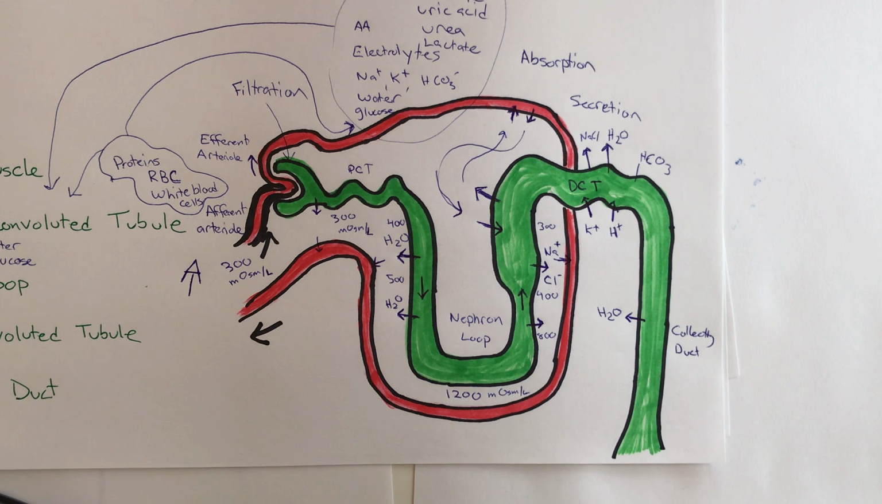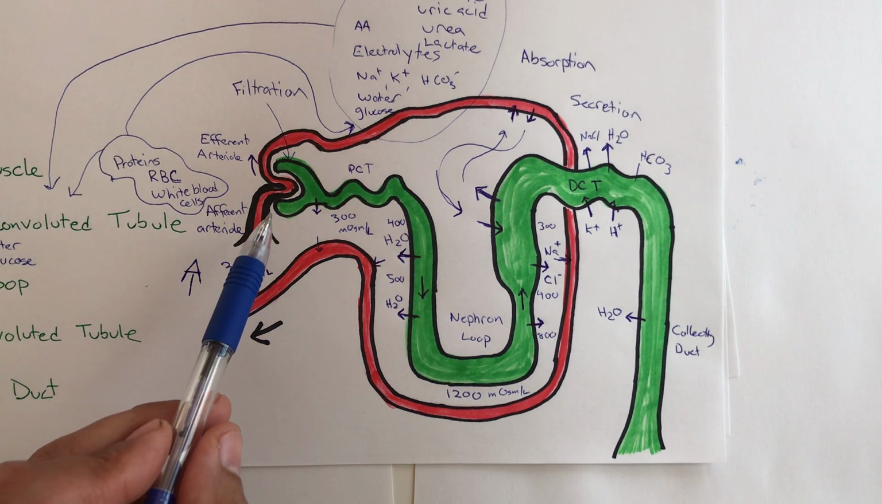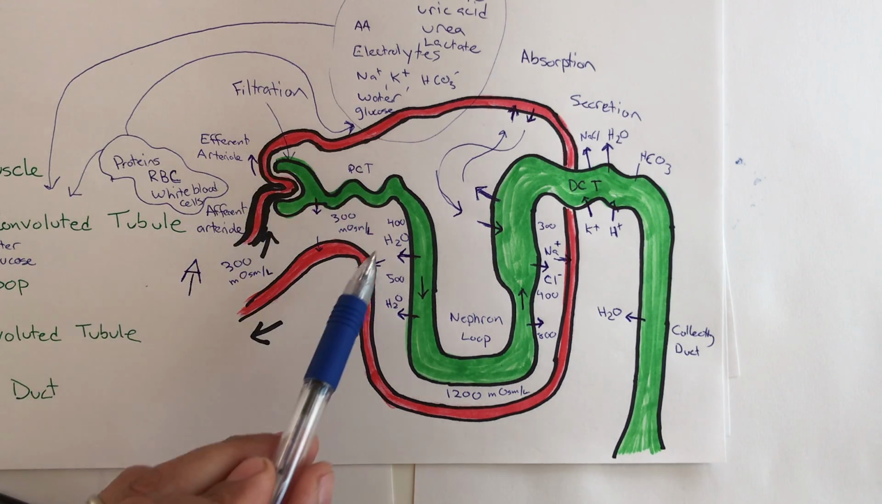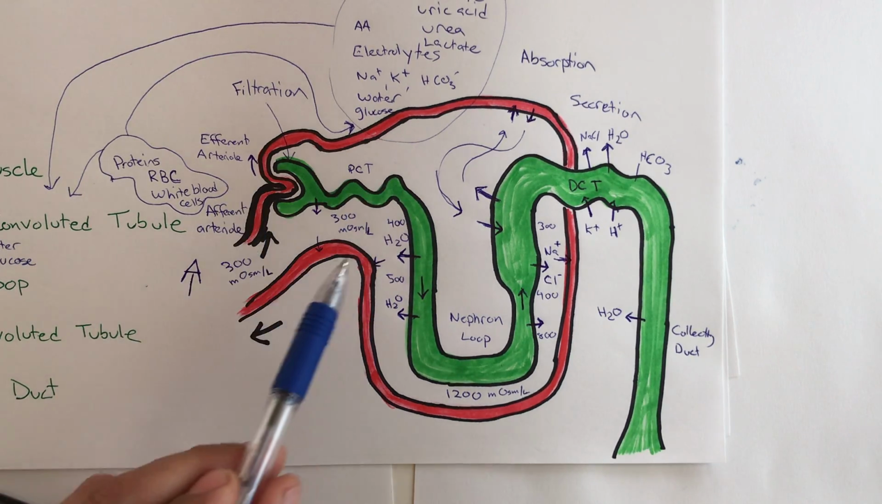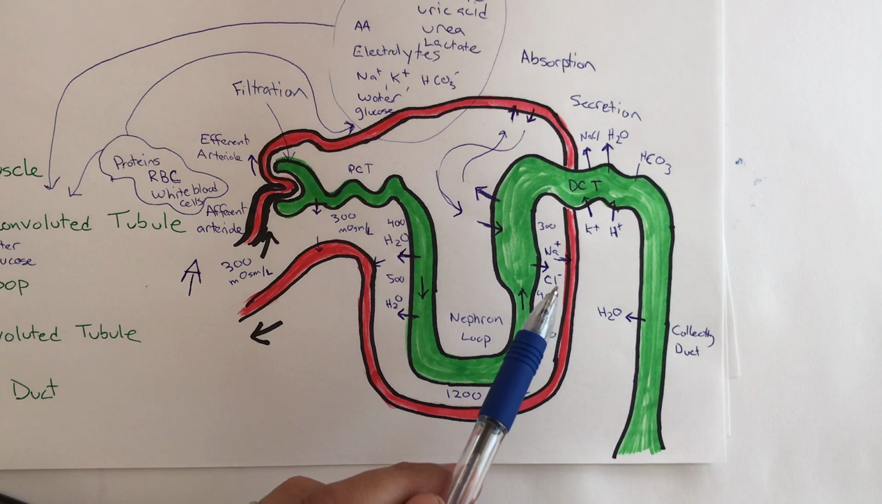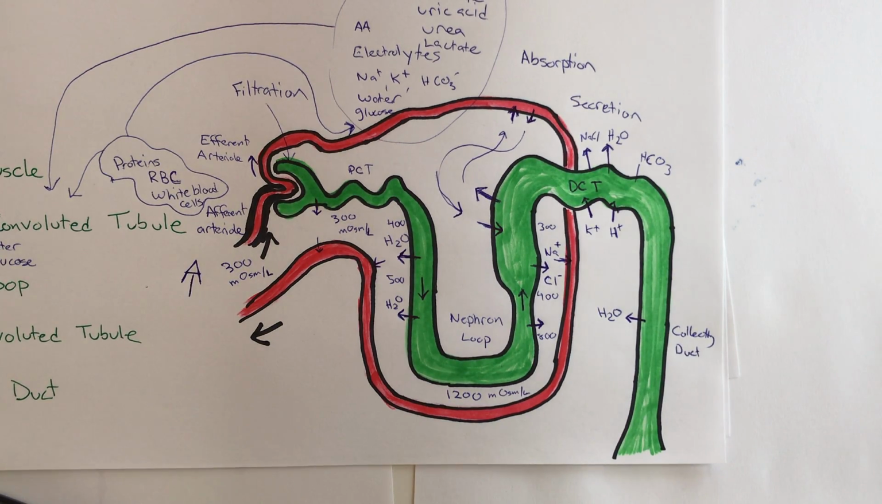So it's important to remember that most of the movement occurs in the PCT and the nephron loop. In the DCT and the collecting duct, we have this.